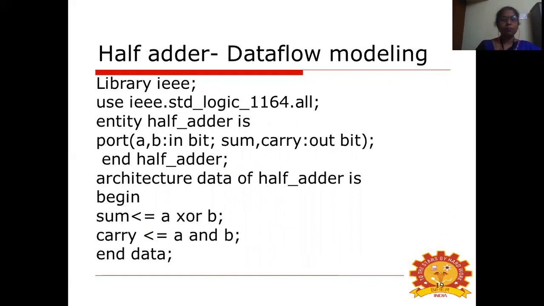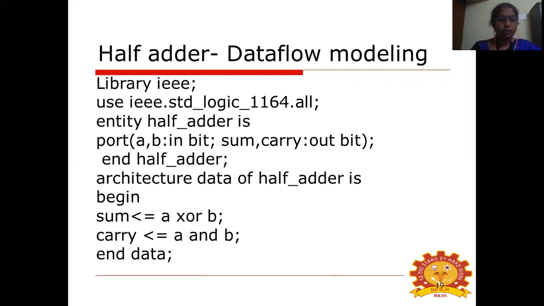Half adder, data flow modeling. Library IEEE, use IEEE.std_logic_1164.all. Within the entity, we have to represent the input signal and output signal. 2 input signals and 2 output signals. A and B are input signals, of data type bit. Sum and carry are output signals, of data type bit.